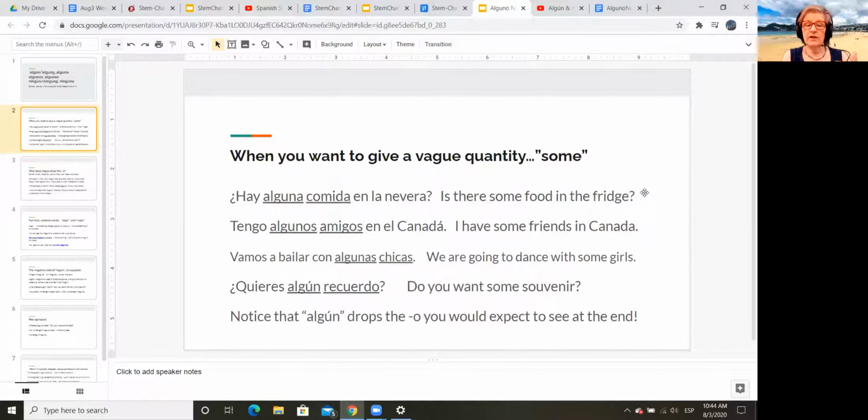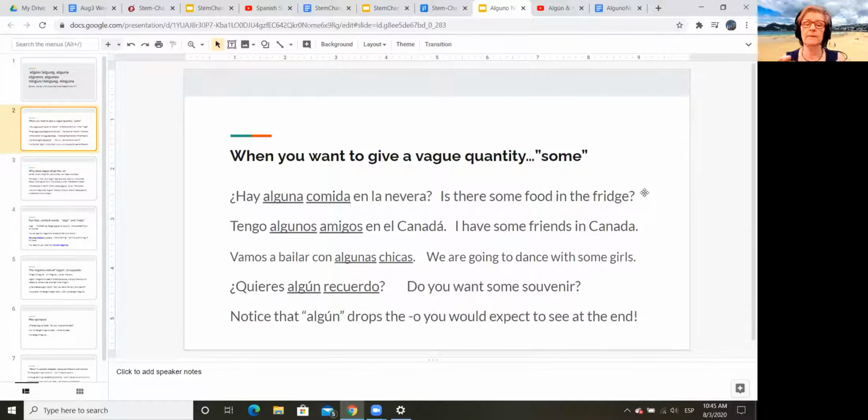Aquí tenemos ejemplos. Here we have examples. ¿Hay alguna comida en la nevera? Is there some food? Meaning just a vague quantity, right? Tengo algunos amigos en el Canadá. I have some friends in Canada. We need algunos because amigos is a masculine plural, right? Vamos a bailar con algunas chicas. We're going to dance with some girls. Oh, we don't know how many, just some of them.